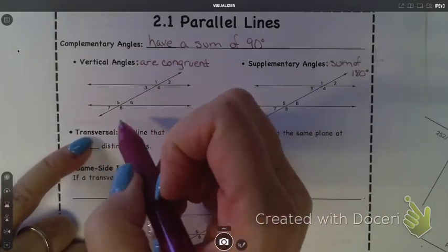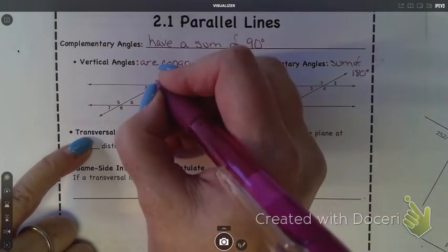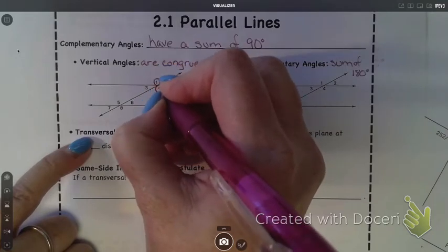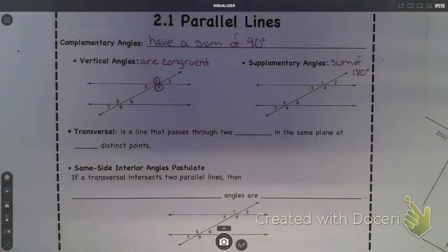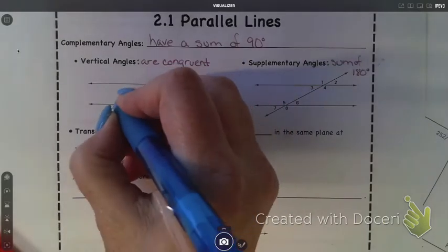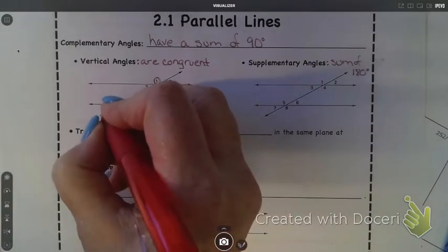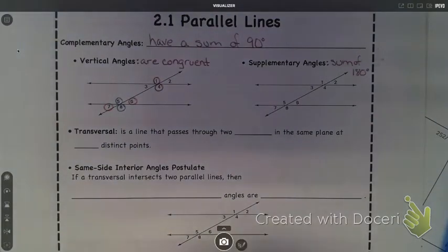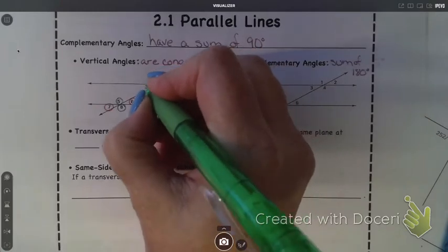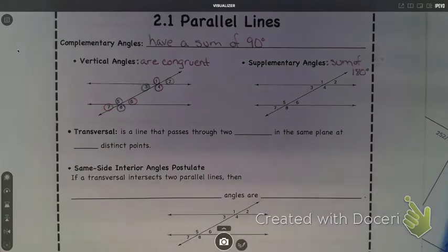Okay, so vertical angles. In this picture, we need to identify vertical angles. Remember, vertical angles make V's. So 1 and 4 are vertical. 5 and 8 are vertical. 7 and 6. 3 and 2. We already have 1 and 4. Okay, there are no more vertical angles here. So if I asked for 2 sets of vertical angles, you have 4 to choose from, correct?